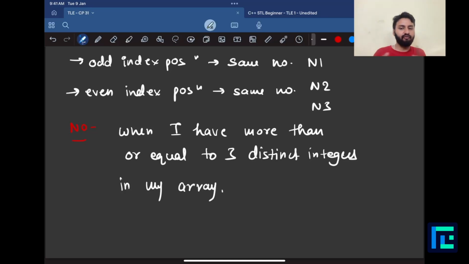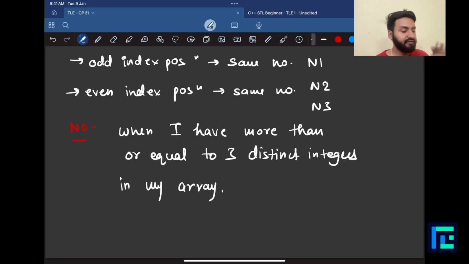Because you only had 2 same-number cases. Some same numbers have to fall on the odd index positions and some same numbers need to fall on the even index positions. So there is no viable choice with some extra number n3 or more. Where would you have kept it? No position left, right? That means if I have an array which has 3 or more distinct integers initially, then the answer is always no, because I cannot create any reordering. To create any reordering, I want at most 2 distinct integers. Now I'm not saying for sure, but this is what I effectively want. Alright, I hope this should be clear.